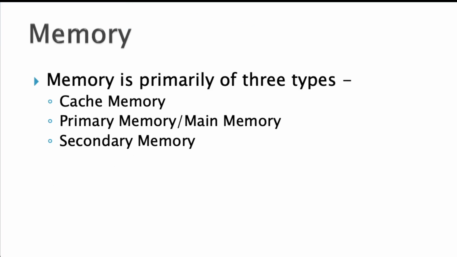Then you have memory. Memory is basically divided into three types. 1. Cache memory. 2. The primary memory or main memory. 3. The secondary memory.